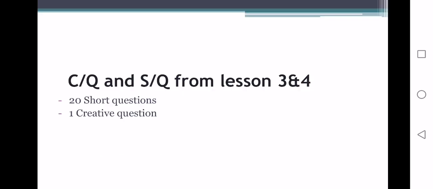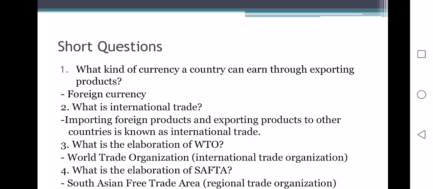In today's class, we are going to solve one creative question along with 20 short questions from lesson 3 and 4. So let's start our class with solving 20 short questions first.